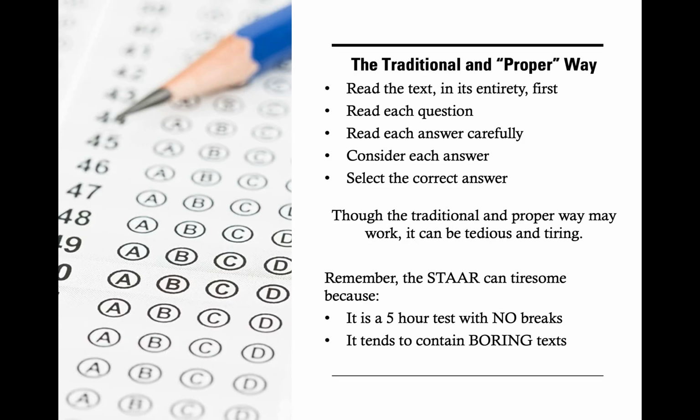So everybody knows the traditional and proper way to take a test, especially a language arts test. First, you read the text in its entirety, then you read each question, and then you read each answer carefully. So you go one question at a time, and you look at it after you've analyzed the text carefully, and then you consider each option and you select the correct answer. And that's all fine and good.